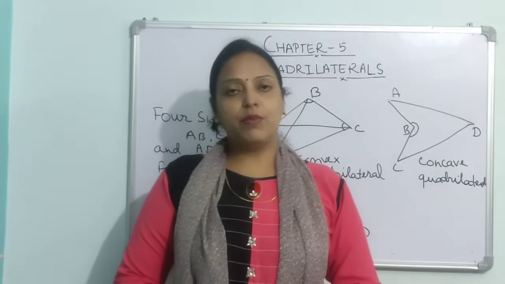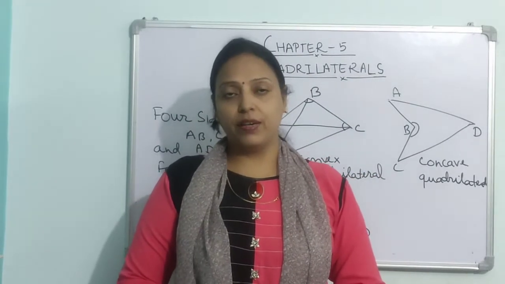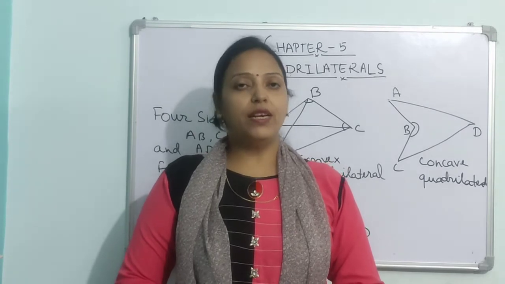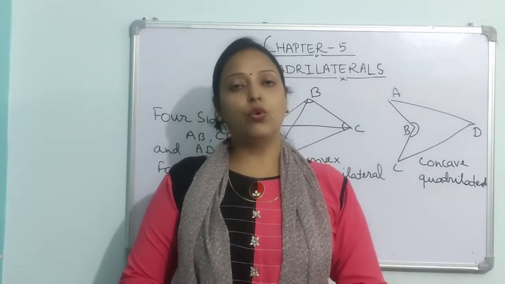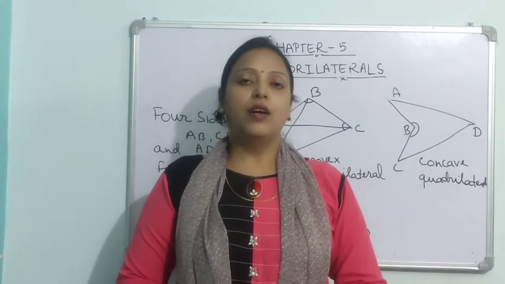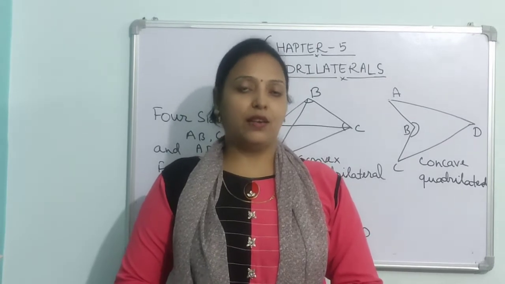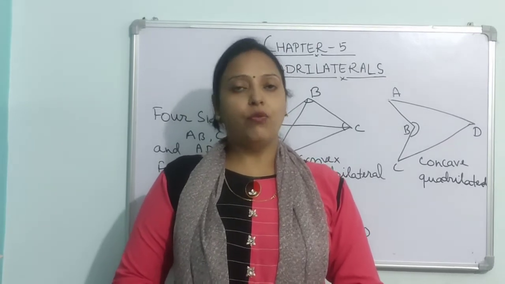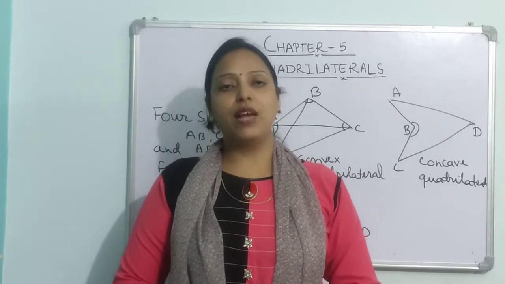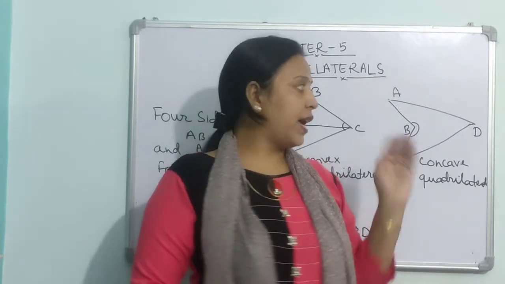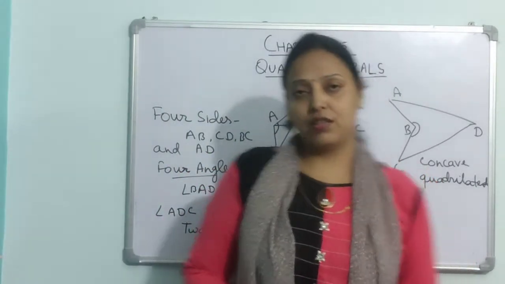A quadrilateral means any four-sided figure is known as quadrilateral. Triangle, you already know about triangle. Any three-sided plane figure is known as triangle. Same way, any four-sided plane figure is known as quadrilateral. Here I have drawn two quadrilaterals. You can see on the board.